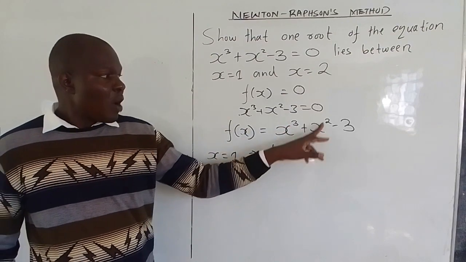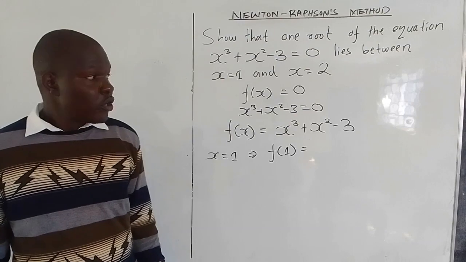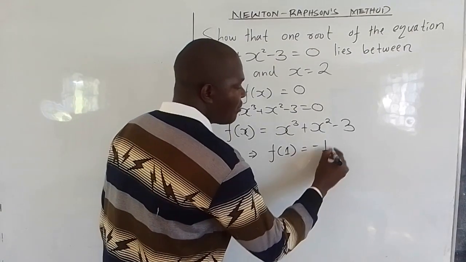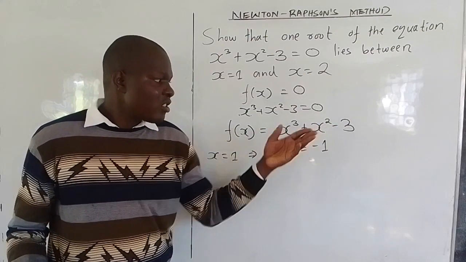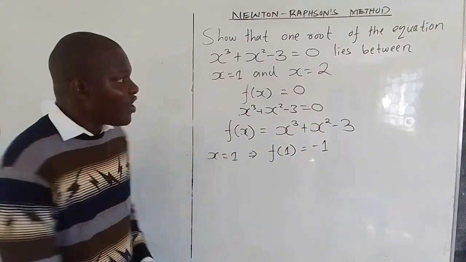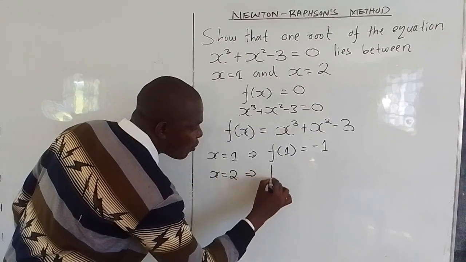1 cubed plus 1 squared minus 3, isn't it? Are we together? What do you get? Negative? Because 1 cubed is just 1, 1 squared is just 1, 1 plus 1 is 2, 2 minus 3 is negative 1, isn't it? Then you go to the last one.